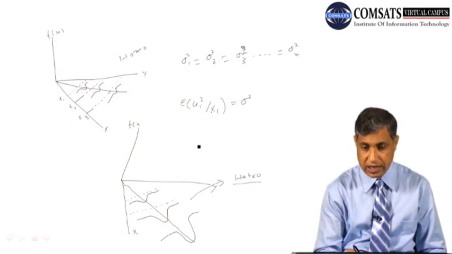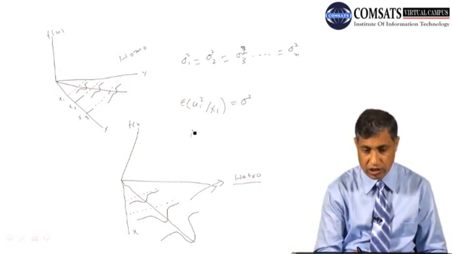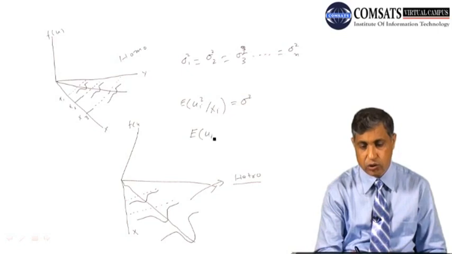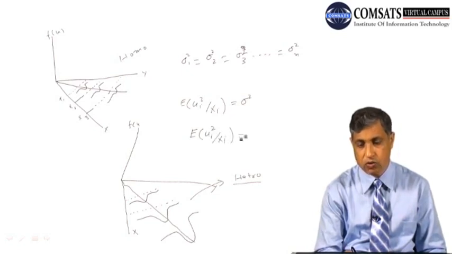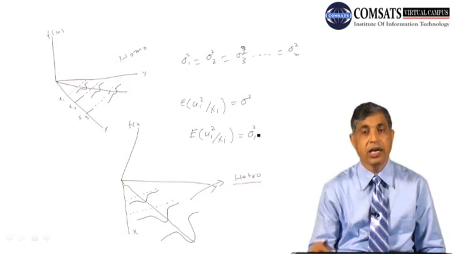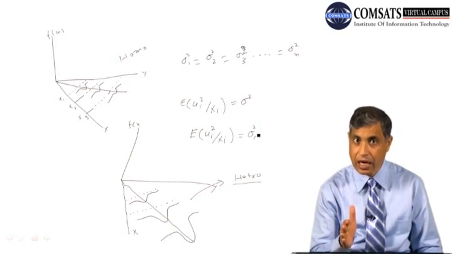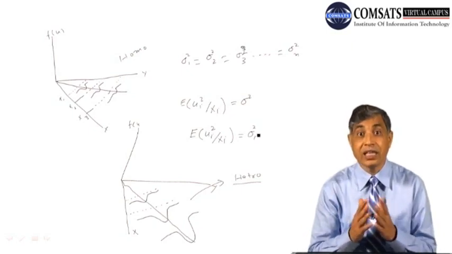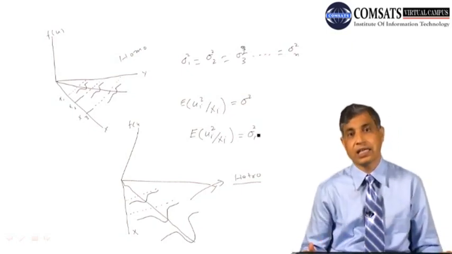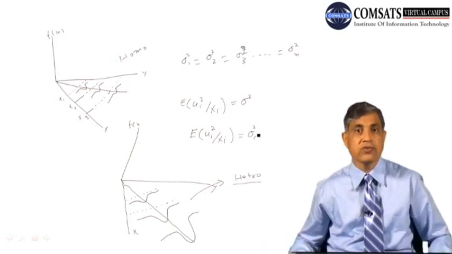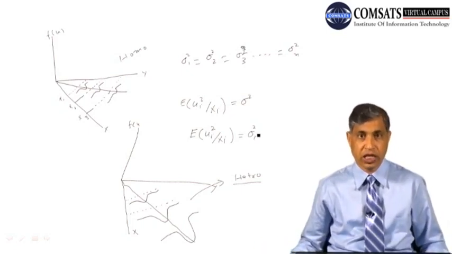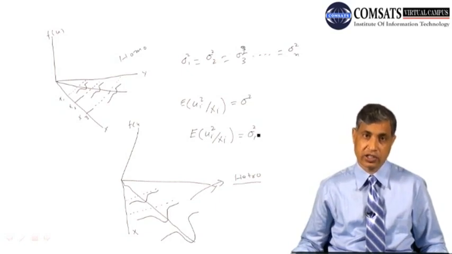Now we can write it as the variance of ui given xi is equal to sigma square i. Now this i means that the variance of the error term is changing, it is varying as the xi varies. So this was the concept of homoscedasticity and heteroscedasticity.